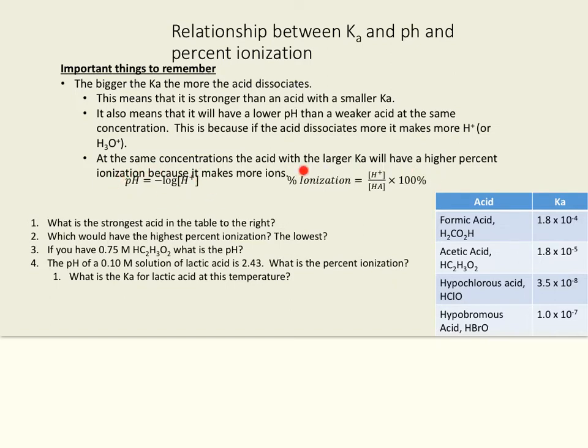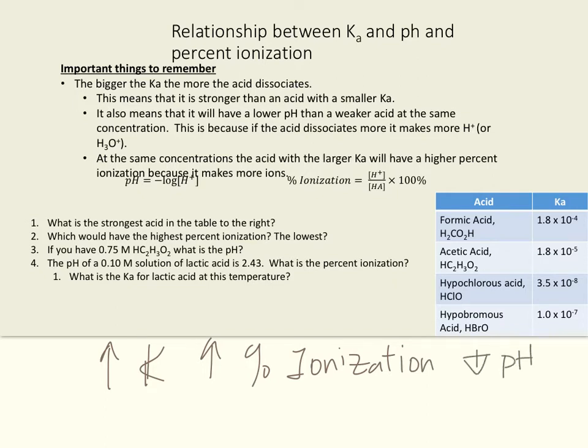And so here's 2 formulas. When I converted this to PDF to import it into the app that I'm using, it shifted it up. I don't know why, but whatever. So what you really need to know here is that the bigger the K, the bigger the percent ionization, and the lower the pH, as long as they're at the same concentration.